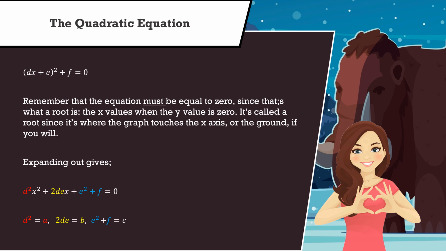So let's start off with this equation with terms of d, e, and f. So remember that the equation must be equal to 0, since that's what a root actually is. The x value is when the y value is 0. It's called a root since it's where the graph touches the x-axis, or the ground if you will. Expanding out gives d... Wait, no, that's not what I meant by expanding d. You guys are dirty. Get your minds out of the gutter and get some Jesus!